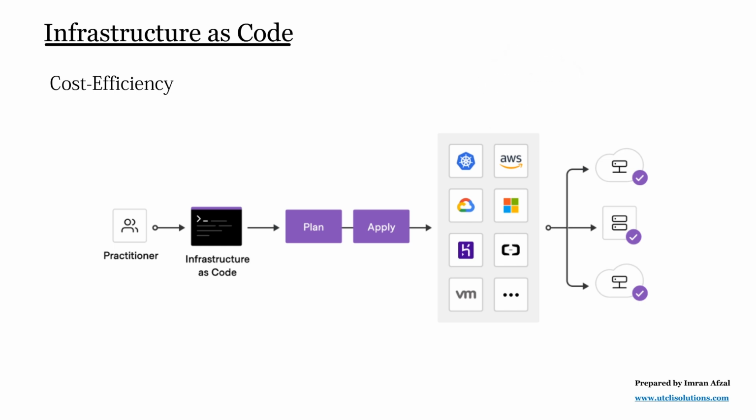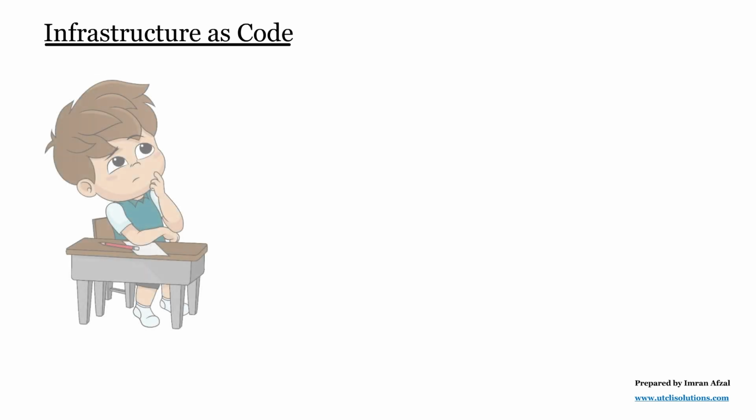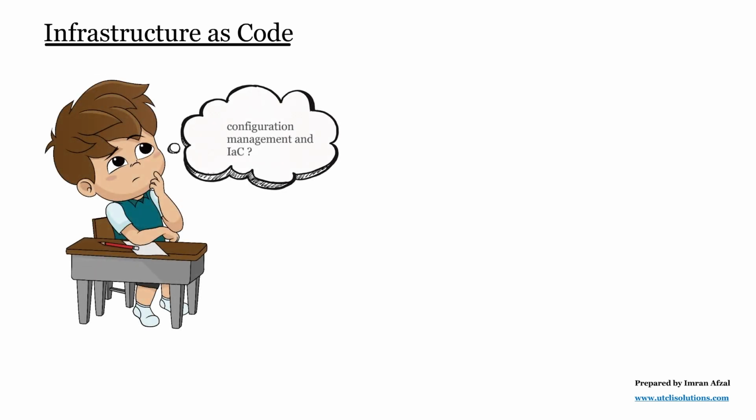So, in short, infrastructure as code is a process of using code and automation for the better management and provision of IT infrastructure to make it more streamlined and reliable. Now, you're probably thinking, aren't configuration management and infrastructure as code the same thing? Let's look at the difference.